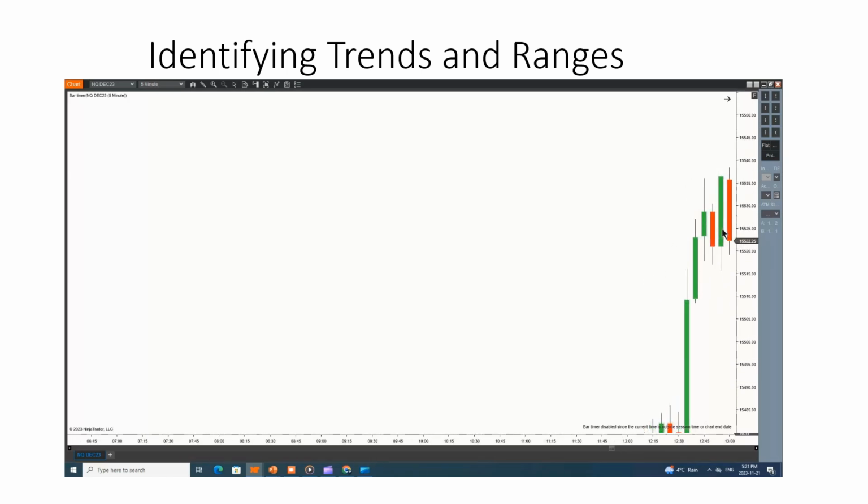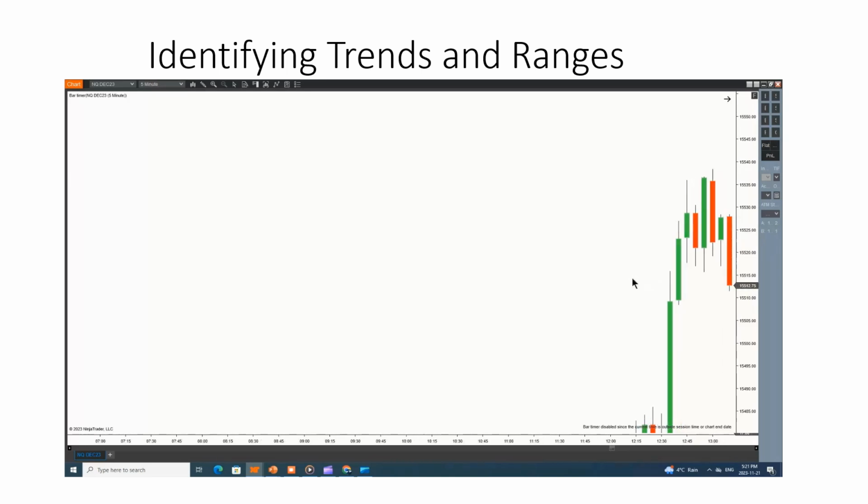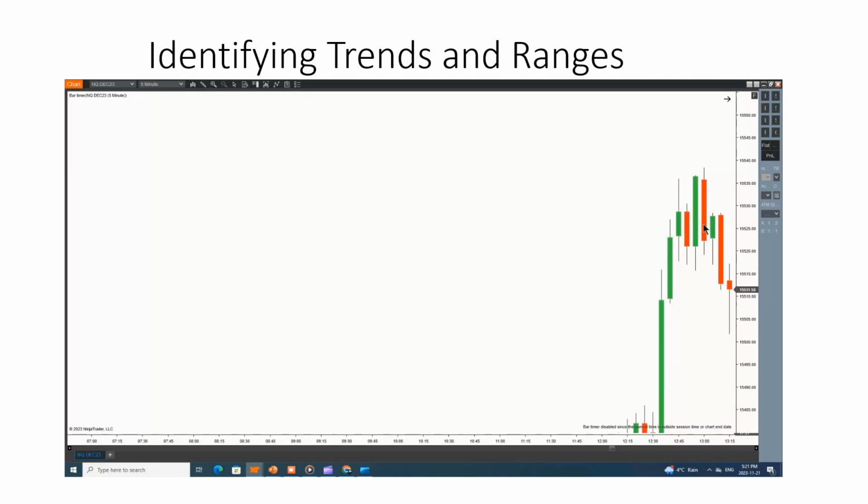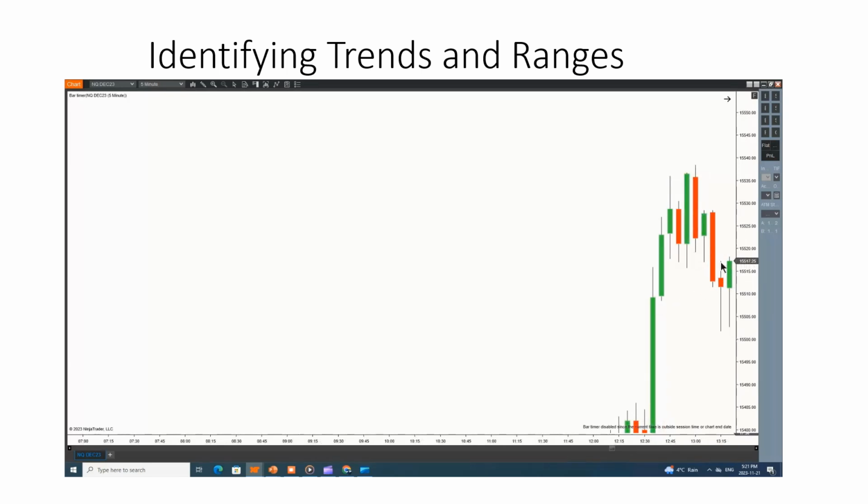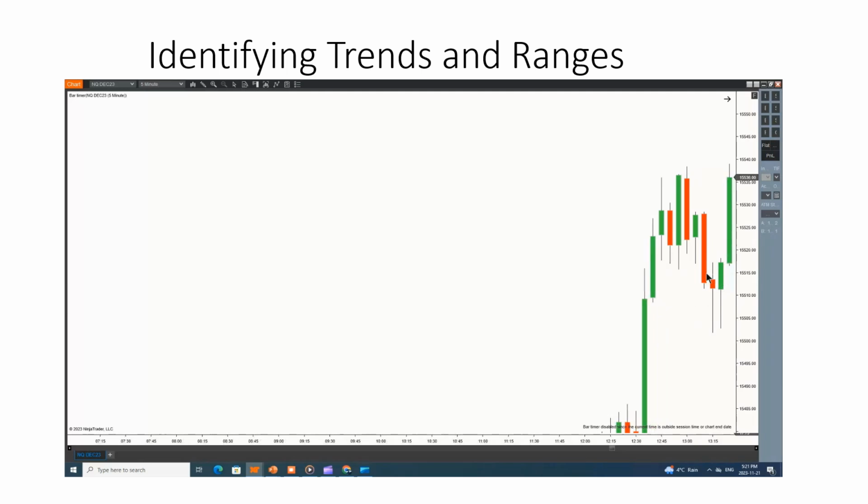Market is in a range. No, actually, yes, it's in a range now. Red, green, red, green. Market is still in a range. Now the market is in a downtrend. Last three bars out of the last four bars are of red color: red, red, green, red. Market is in a range. Green, red, red, green. Now the market is in a range. Green, green, red, red.